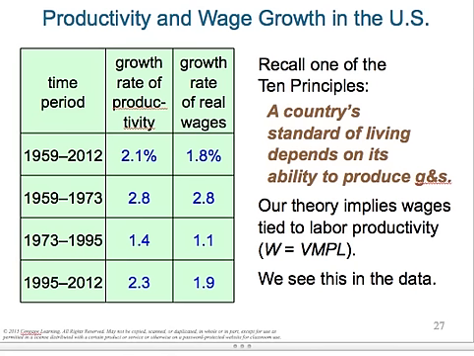Our theory implies wages are tied to labor productivity. If you recall, wages, your marginal cost, is tied to your value of marginal product of labor, which is your marginal revenue. So we see this in this data. You see different time periods here: 1959 to 2012, 59 to 73, 73 to 95, 95 to 2012. The growth rate of productivity and the growth rate of real wages. Pretty well tied at the hip.